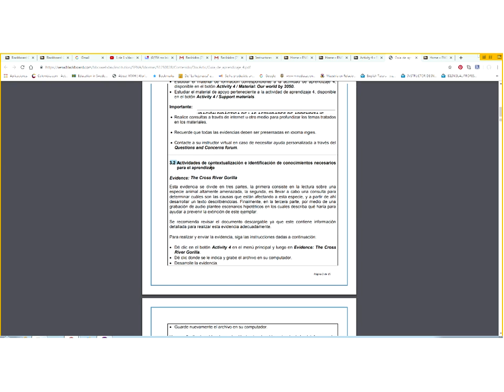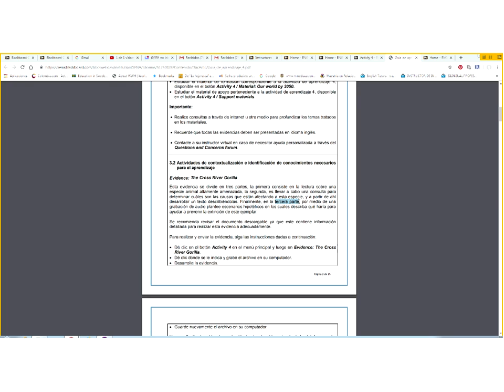3.2, actividades de contextualización e identificación de conocimientos necesarios. The first evidence is the Cross River gorilla. There is a text that you have to read about an animal species that is endangered. The second part is to read information to find the causes affecting this animal. With this information, you have to write a text describing the causes.